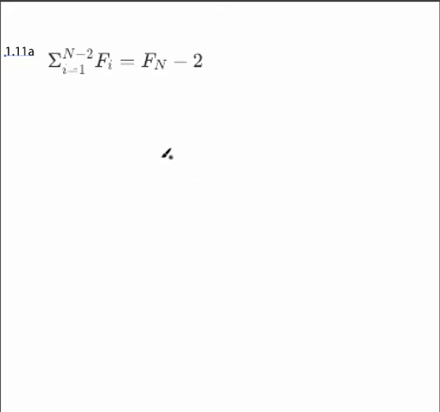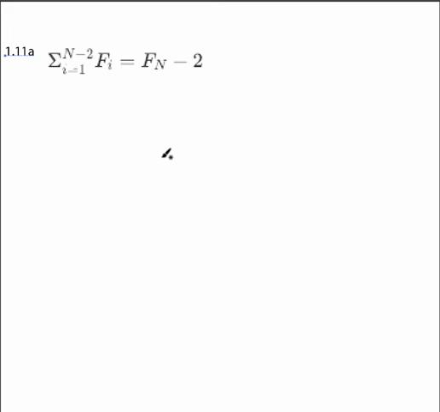So there's 2 basic steps when you're doing proofs by induction. The first is you have to prove a base case. That is, you have to prove that the relation is true for some value of n, usually a small value of n like 0, 1, 2, 3, etc.